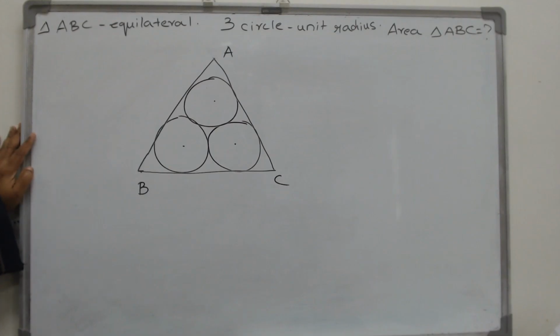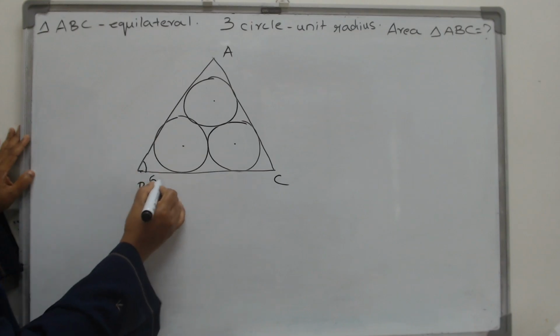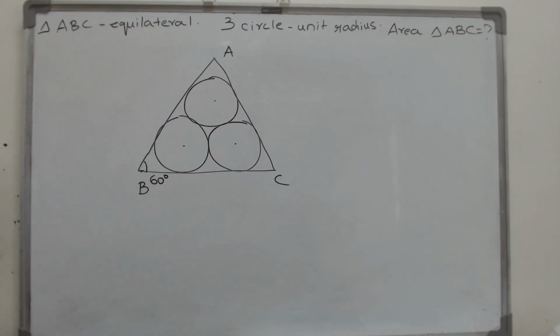Here we have an equilateral triangle ABC. What do we know about such a triangle? All three sides are equal, all three angles are equal, and each angle is equal to 60 degrees. What we need to find is the area of this triangle.